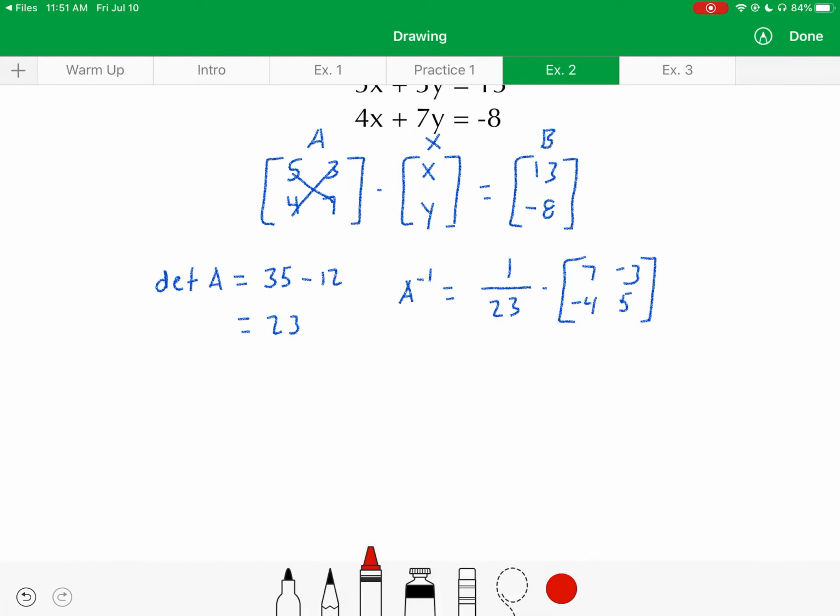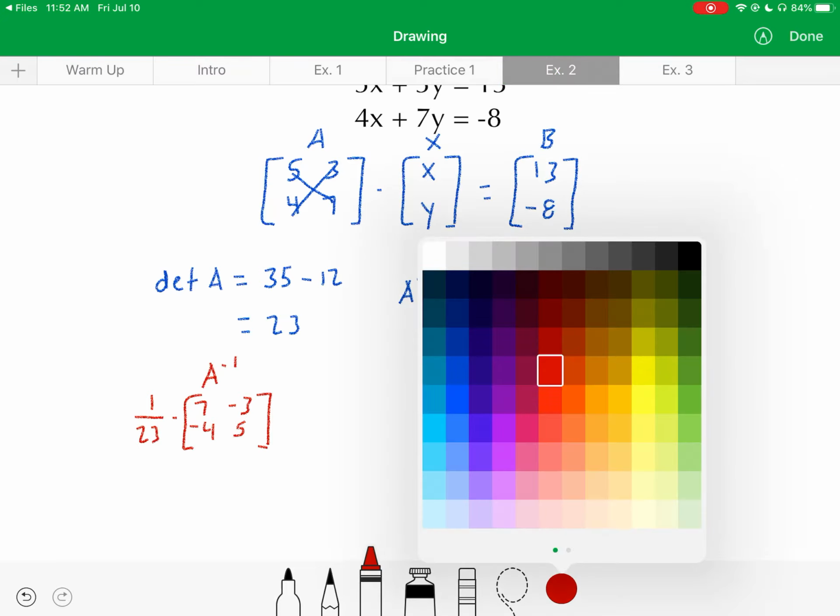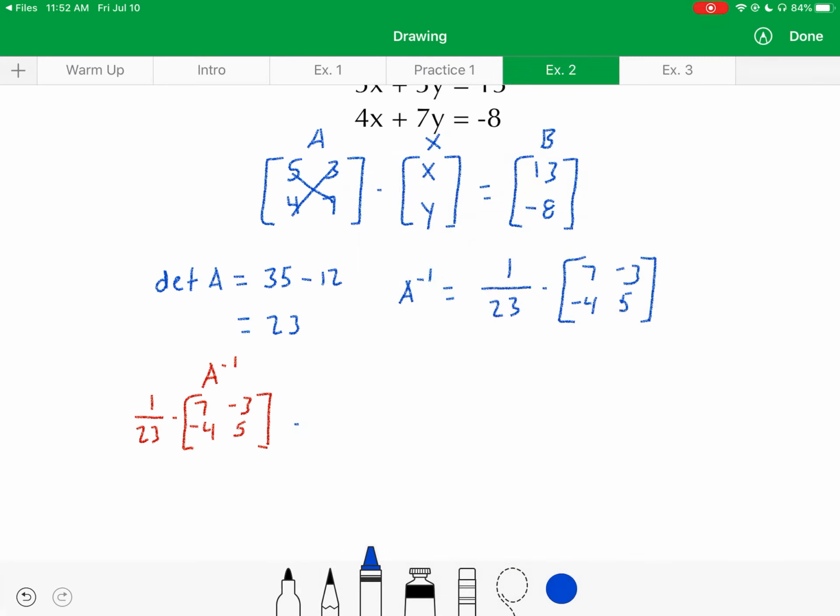So I'm gonna put that one in red now. So here's your inverse. Okay. And that is simply multiplying matrix A on the left side of the equation.